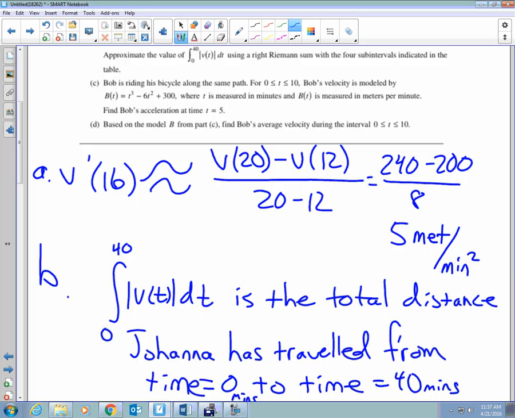I will fully admit, you guys, that this problem, I would be disappointed if at least 2/3 of the people on the exam did not get this correct. This is that easy of a problem. What am I looking for? How do I find acceleration given this? Take the derivative.